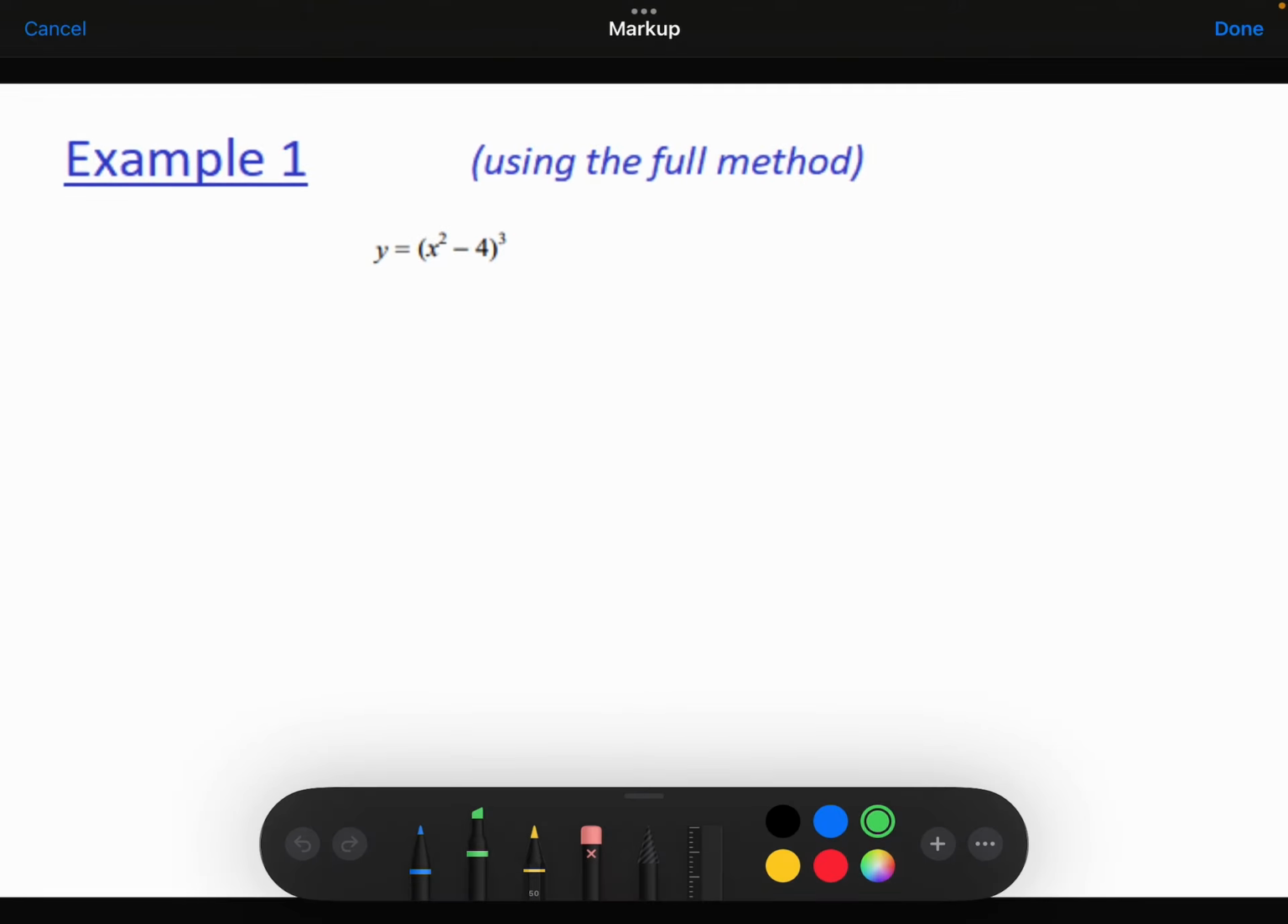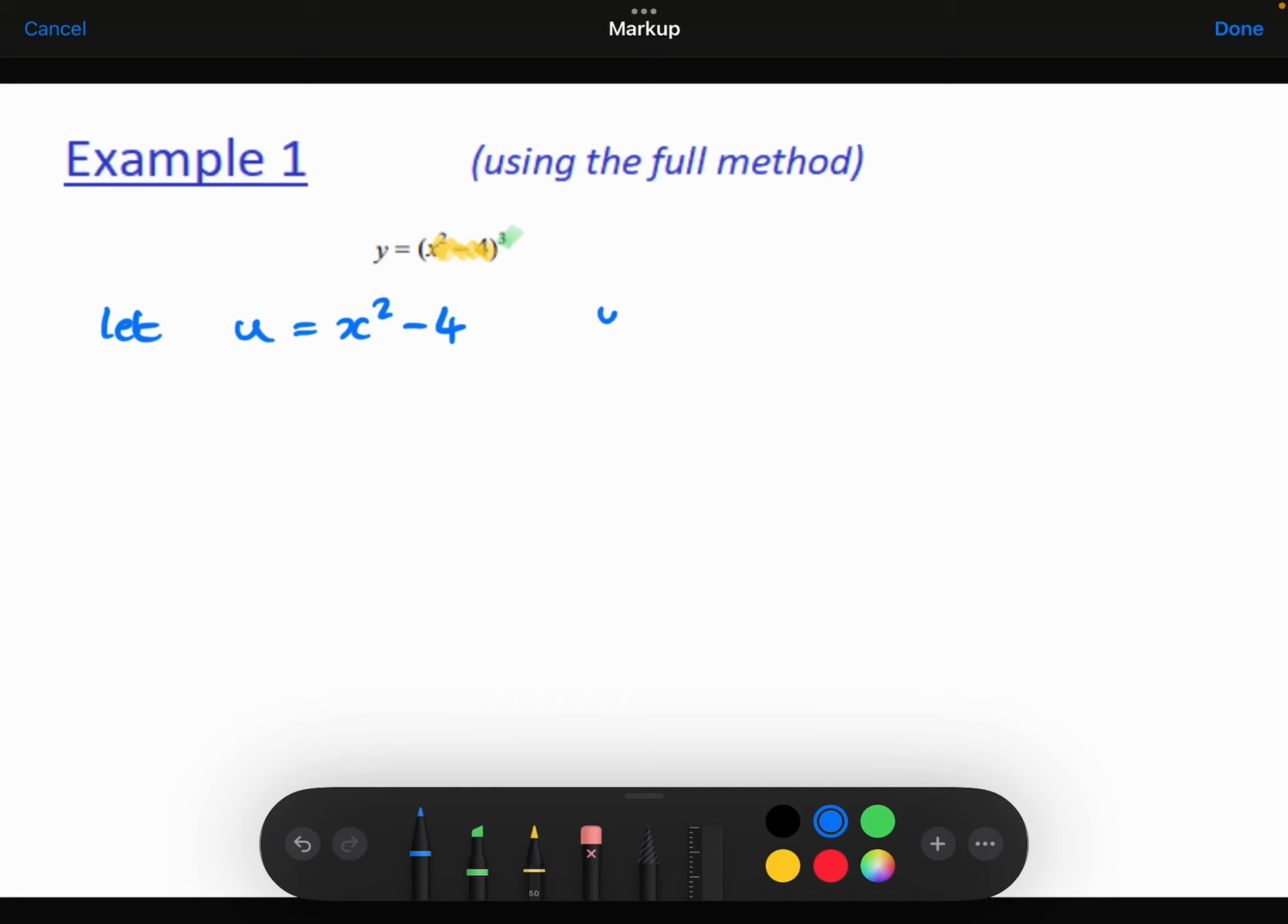For this first example, I'm going to show you the full method of the chain rule, and then I will talk about a shortcut that we can use. This is one of the examples we saw a moment ago. We've got the x squared minus 4 inside the cubed function. I'm going to use a substitution. I'm going to let u, you could use a different letter if you wanted, be the inside function, the x squared minus 4.